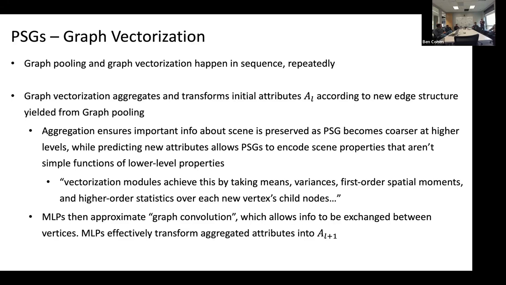And you're asking what properties does this allow as opposed to me not doing this? Like, this is something interesting arising from this step. What I'm saying is, I'm asking what's happening. It says vectorization model achieves by taking means, variances, first order moments, higher order statistics over each of the vertices. Is that it? I mean, there's five operations that they do. That's it. That's the only thing they look at.